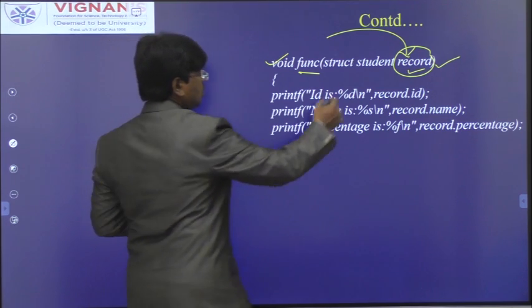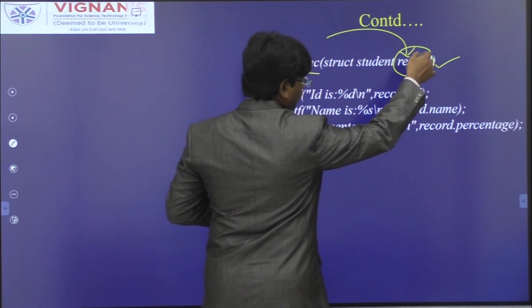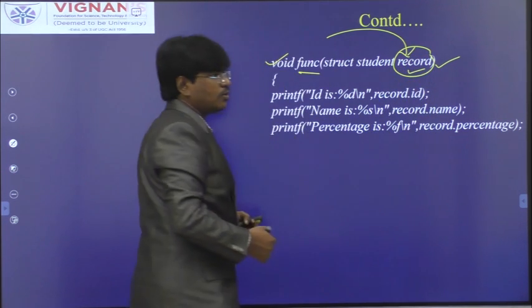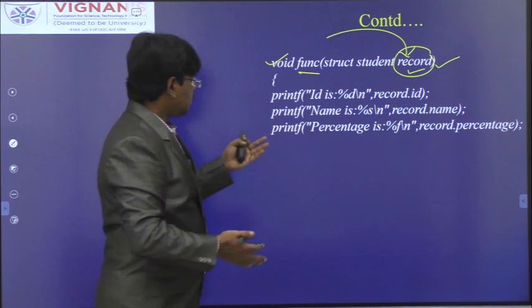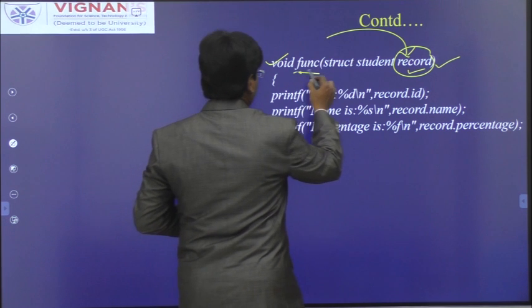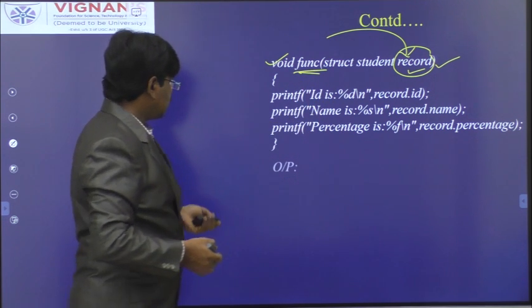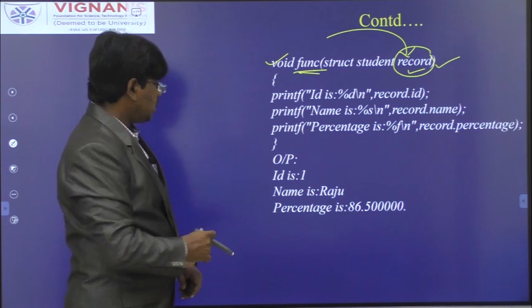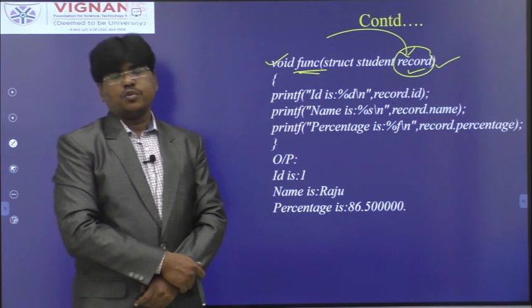The called function receives the structure variable value, and according to the structure variable it displays whatever information I have stored in the first student information. The same is going to be displayed with the help of this particular func function. So you can see the output here. ID is 1, name is Razu, and percentage is 86.5, a float number.